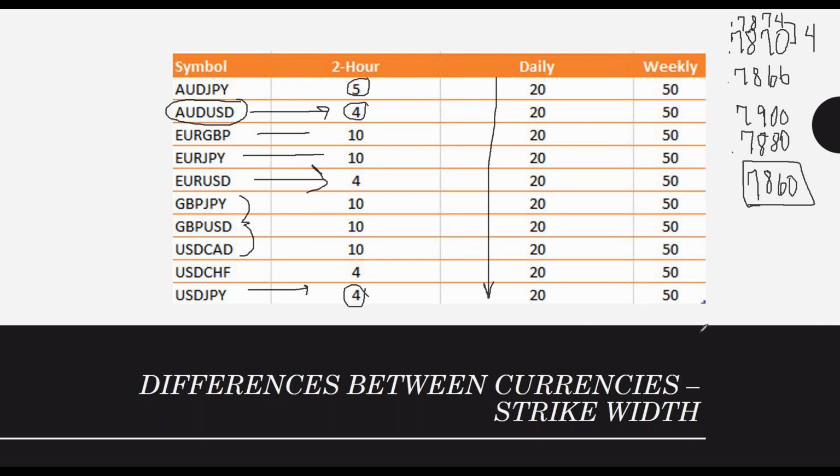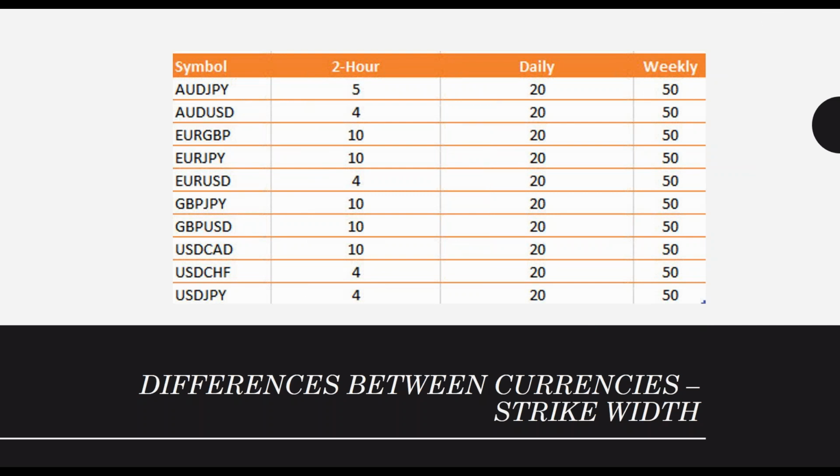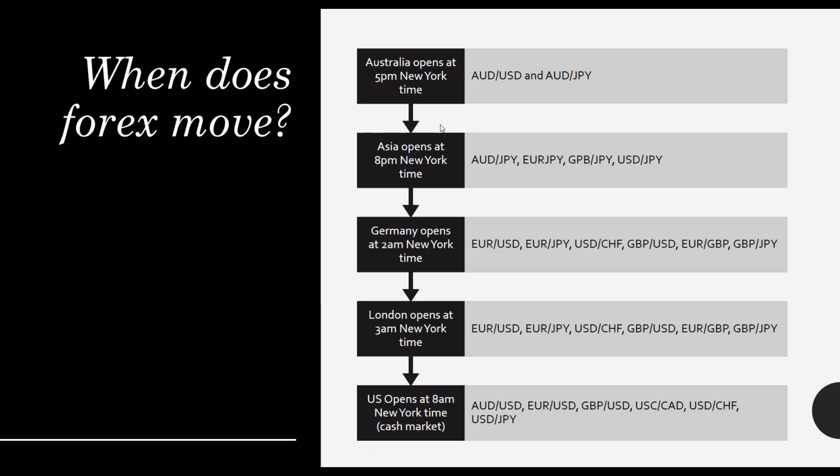All right, now, the Australia market opens at 5 p.m. New York time, okay? Asia opens at 8 p.m. New York time, although sometimes, like when you have daylight savings time, that will go back to 7 p.m. because Asia does not use daylight savings time, okay? Germany opens at 2 a.m. New York time.